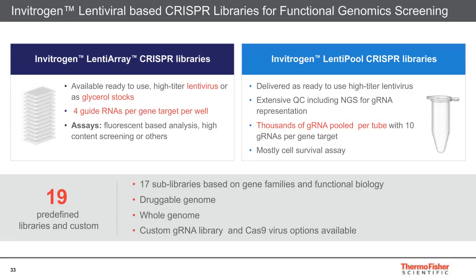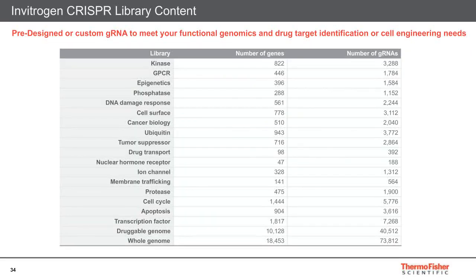In our catalog, we have 17 sub-libraries based on gene families and functional biology. In addition to these 17 sub-libraries, we also have the druggable genome and the whole genome. Here is the list of all the 19 different libraries that we have in our catalog. This column shows the number of genes covered under each sub-library and the corresponding number of guide RNAs. Essentially, it will be 4 times the number of genes.